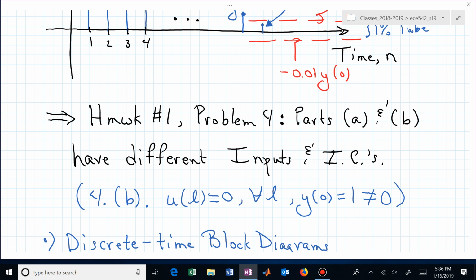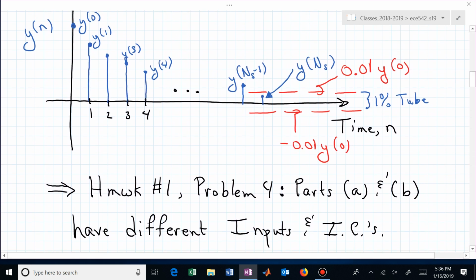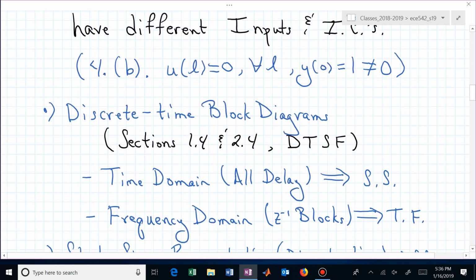In part A, you're given maybe an input of 10 and no initial conditions. In part B, I've indicated here, you don't have an input, but you do have an initial condition of 1. So when you're reading or working that problem, make sure that you're keeping track that the setup, the inputs and initial conditions for the two parts are different. They're not the same. And that really has some connection to what I was talking about with settling time before.